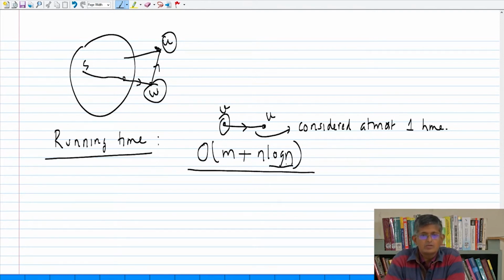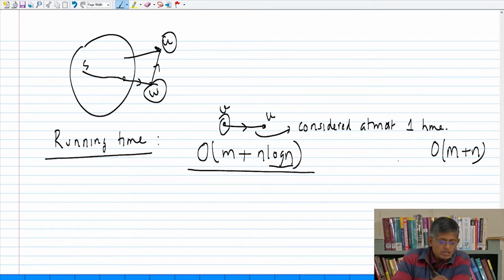Now it is also nice to observe that the difference between BFS and this algorithm is just this multiplicative factor of log n. In BFS, if there were no edge weights, then it is order of m plus n. It is order of m plus n log n here. So that's about it. So therefore, we have used Dijkstra's single source shortest path algorithm.